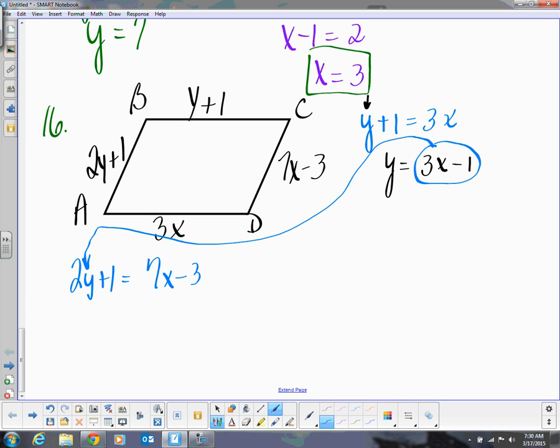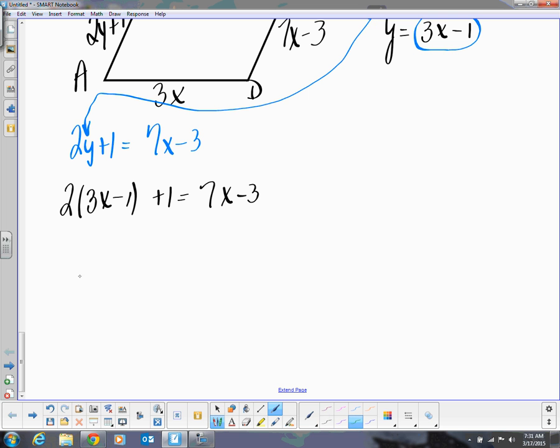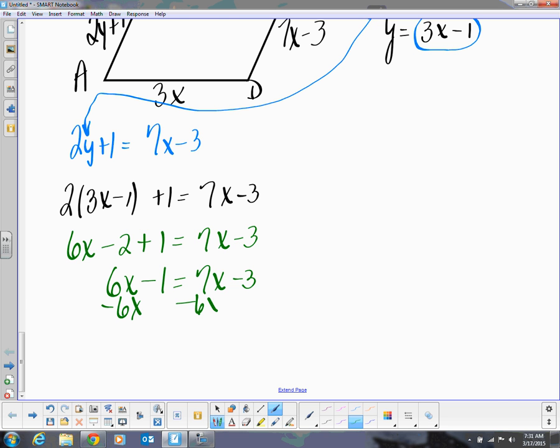All right, so this is going to look like 2 times 3x minus 1 plus 1 equals 7x minus 3. Devin, what do you do next? I'll continue. 6x minus 1. Okay, I'm with you. Equals 7x minus 3. And then subtract 6. Okay. We find them both. We just found x. We need to find both of them.